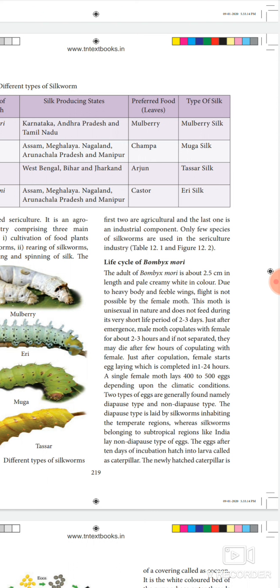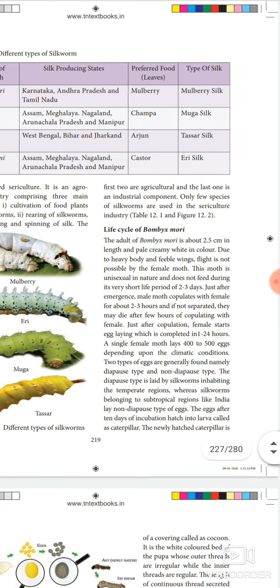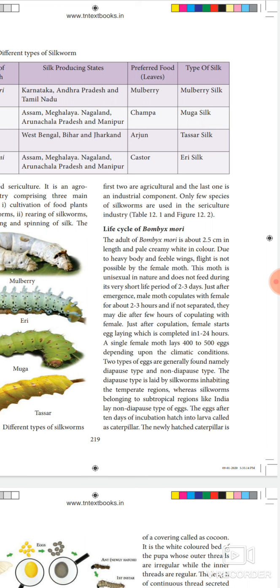Due to the heavy body and feeble wings, flight is not possible for the female moth. This moth is unisexual in nature and does not feed during its very short life period of 2 to 3 days. It lives only 2 to 3 days. Just after emergence, the male moth copulates with the female for about 2 to 3 hours, and if not separated, they may die a few hours after copulating. Just after copulation, females start egg laying, which is completed in 1 to 24 hours. A single female moth lays 400 to 500 eggs depending upon the climatic conditions.